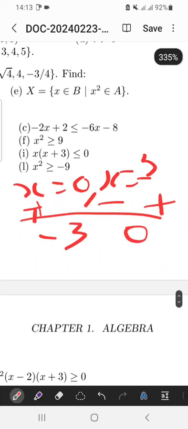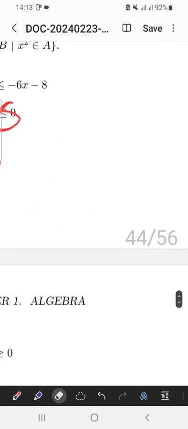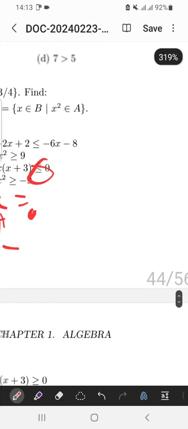Now they're looking where it's negative, right? And it's including. So shade in that circle, shade in that circle. So it's in between minus 3 and 0, but must be including, right? So this is how you write it, right?